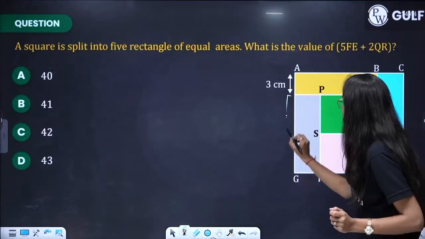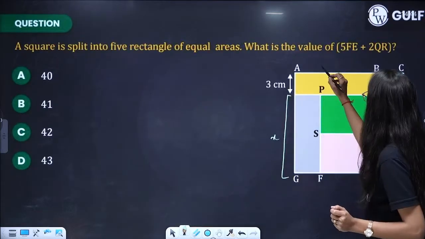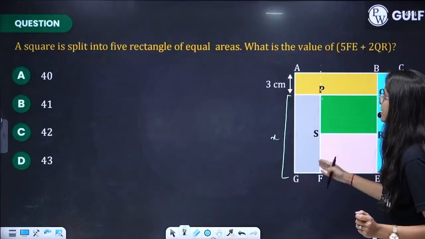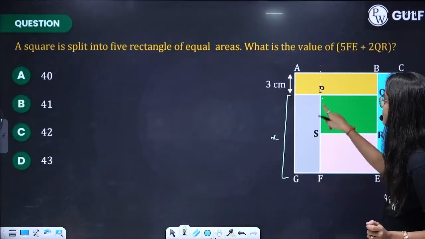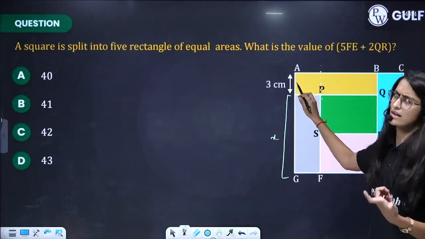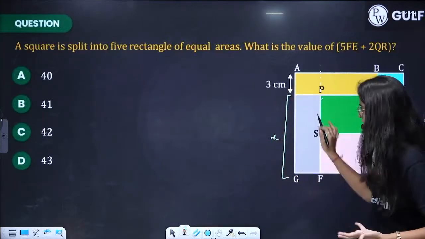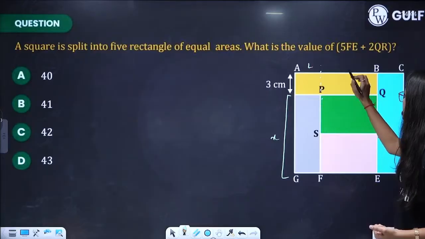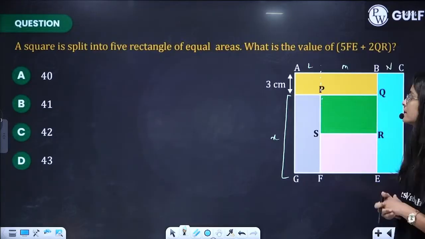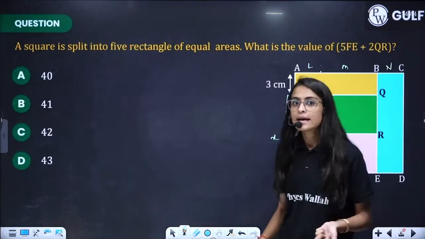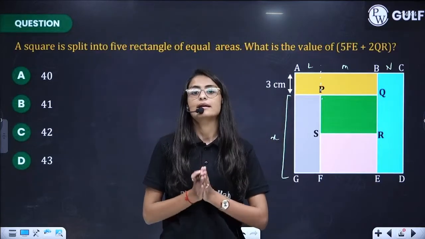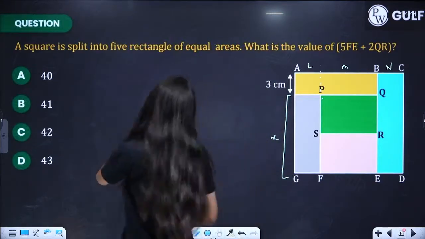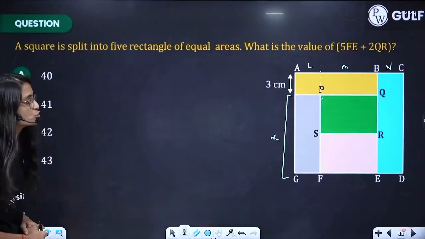Let us assume this as our x here for our GFP, and we have to assume the breadth for this rectangle as well. Let's assume this as L, this as M, and N over here. Now we'll find the areas in the form of the variables and compare, and later on we'll find the value of 5 FE plus 2 QR.